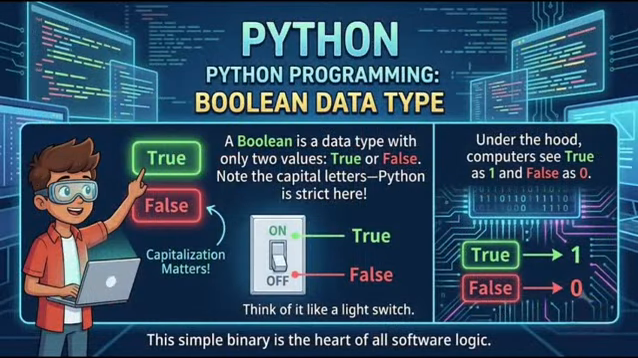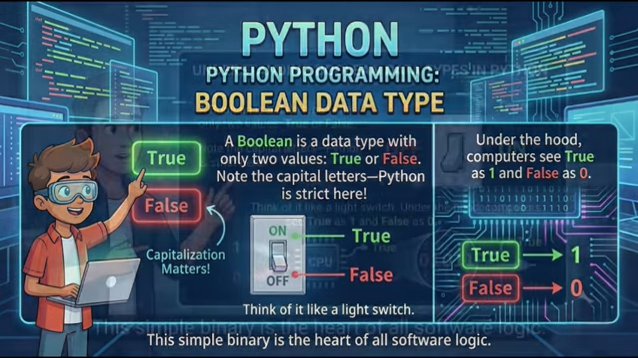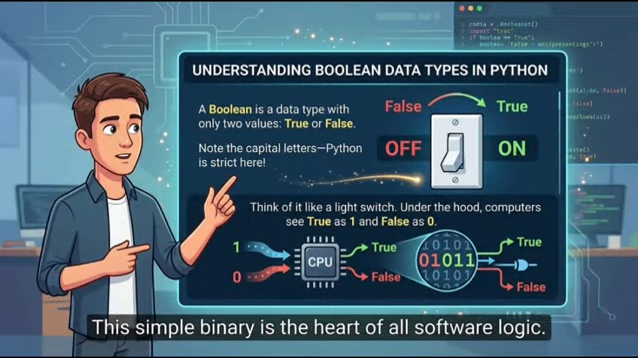A Boolean is a data type with only two values, True or False. Note the capital letters; Python is strict here. Think of it like a light switch. Under the hood, computers see True as 1 and False as 0. This simple binary is the heart of all software logic.